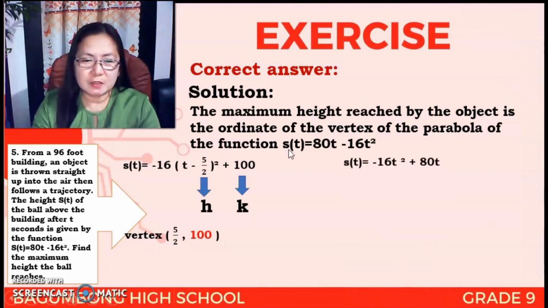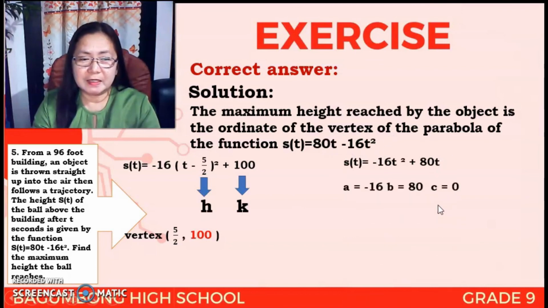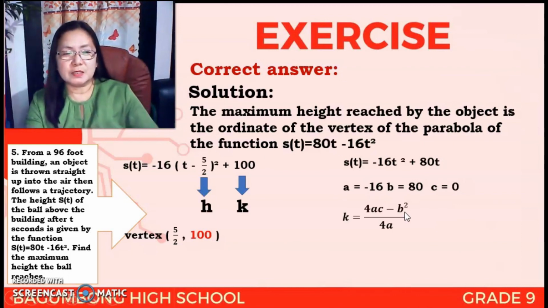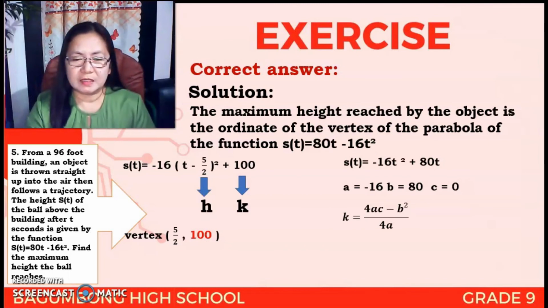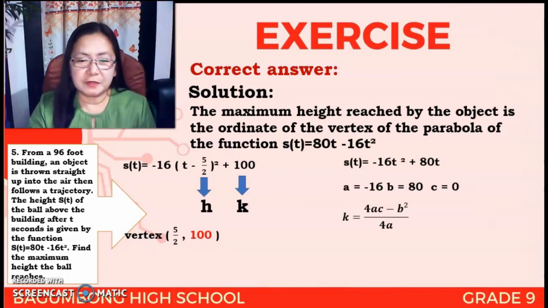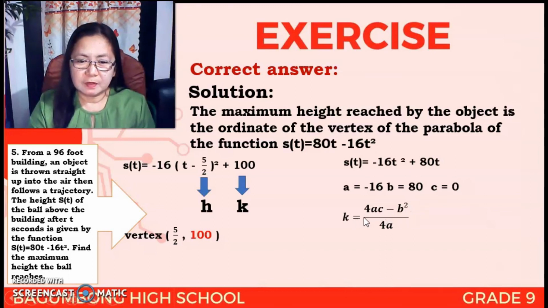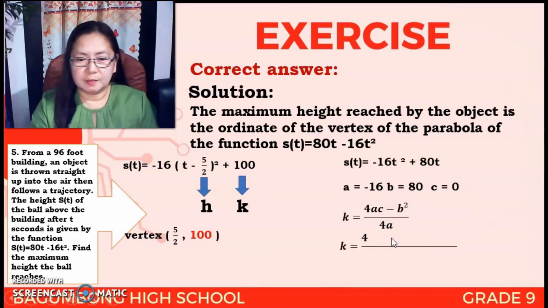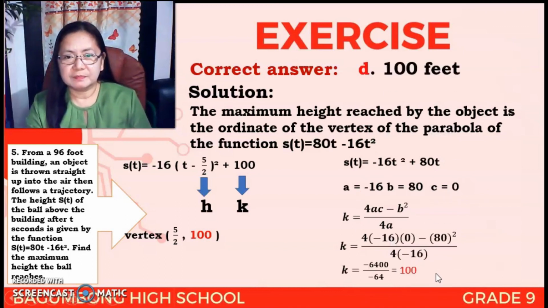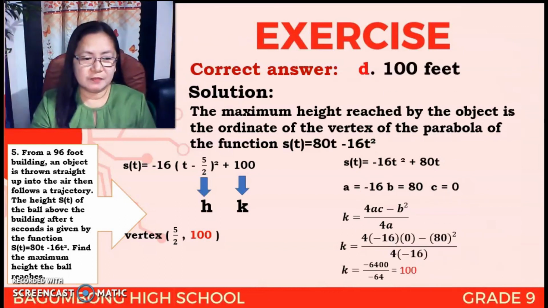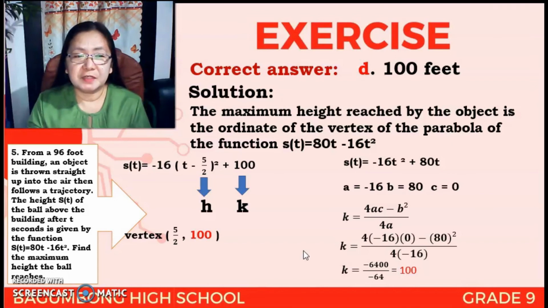Or, you can use the function S of t is equal to 80t minus 16t squared. Identify the values: A is negative 16, B is 80, and C is equal to 0 since there is no constant term in the quadratic function. So, using the formula for k, 4 times A times C minus B squared all over 4A. By direct substitution, k is equal to 100. Letter D, 100 feet. Very good for those who got the correct answer.